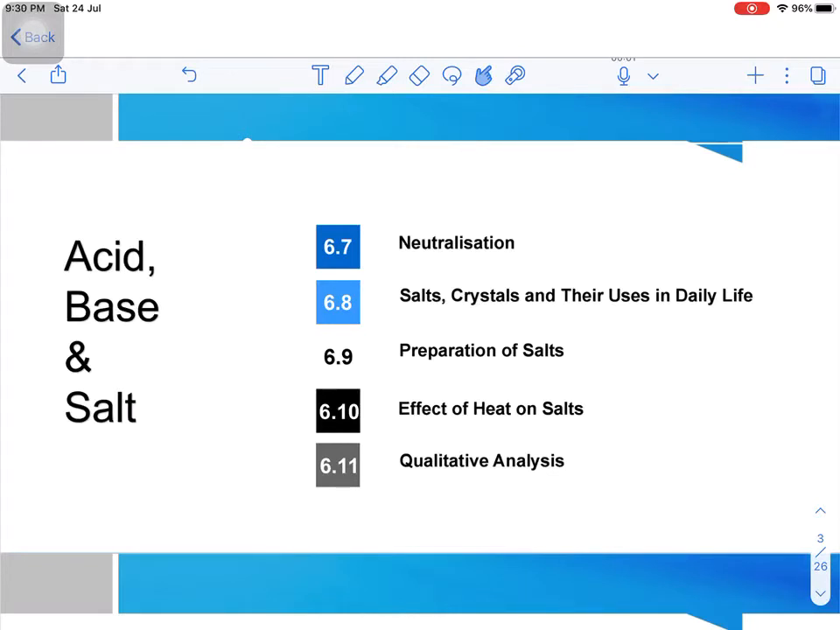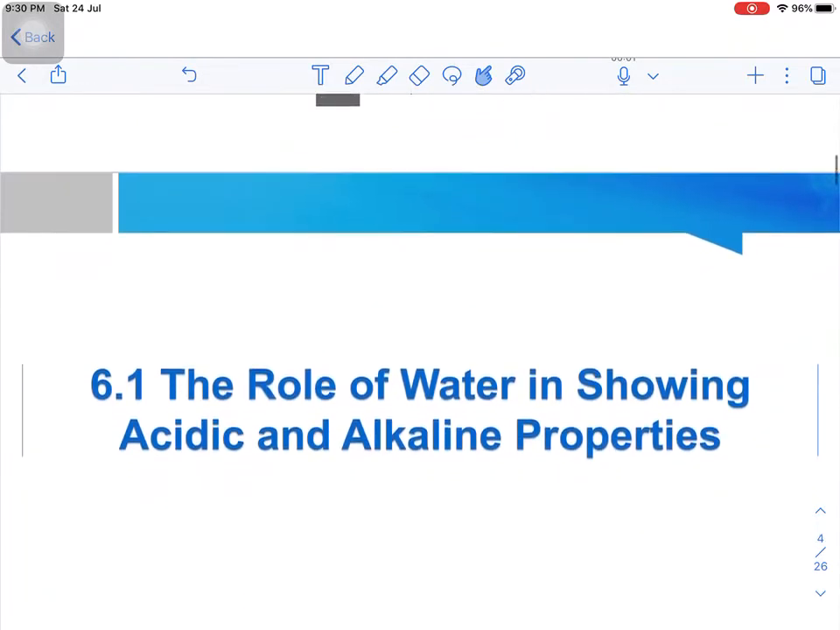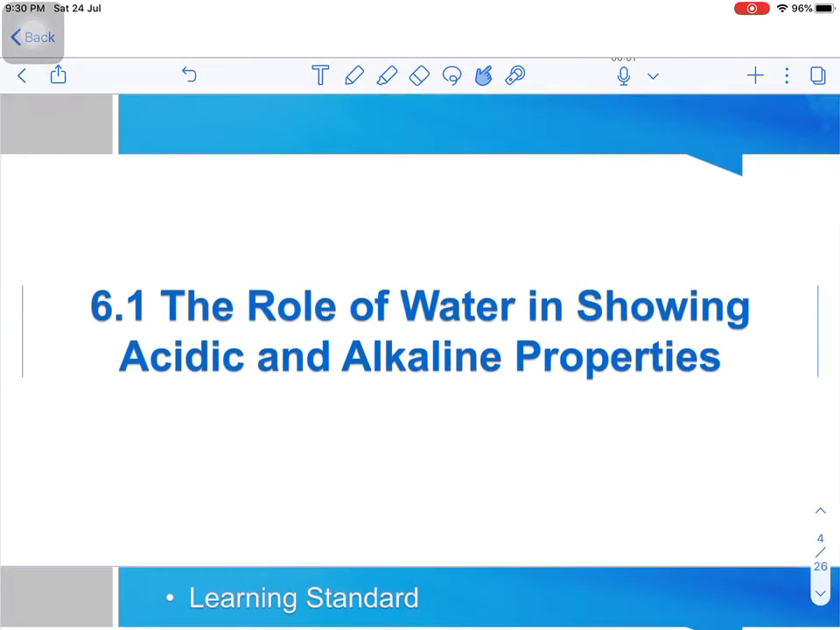6.8, salt crystal and their uses in daily life. 6.9, preparation of salt. 6.10, effects of heat on salt. And the last subtopic is 6.11, qualitative analysis of salt. So today we go to the first subtopic, which is the role of water in showing acidic and alkaline properties. Why water is needed.